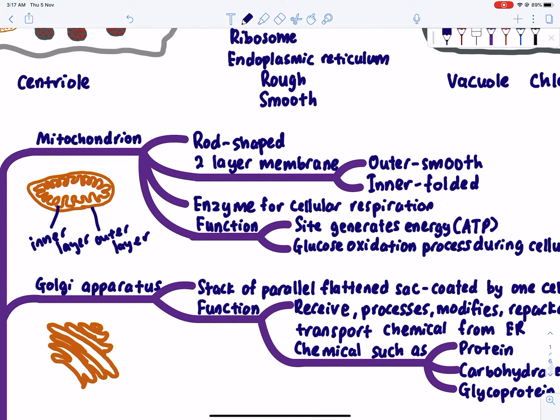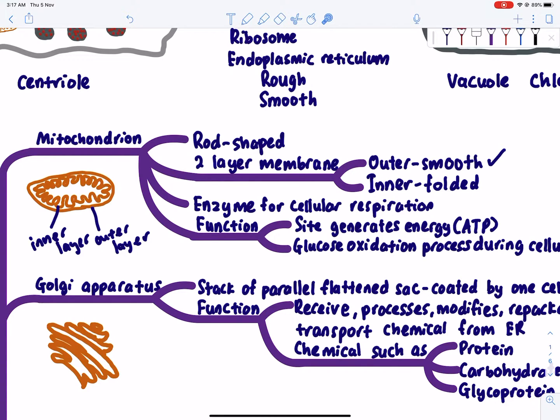The outer layer has a smooth structure. But the inner layer is folded. It has a folded membrane for the inner layer. So it has a 2-layer membrane. That is the structure of the mitochondria.